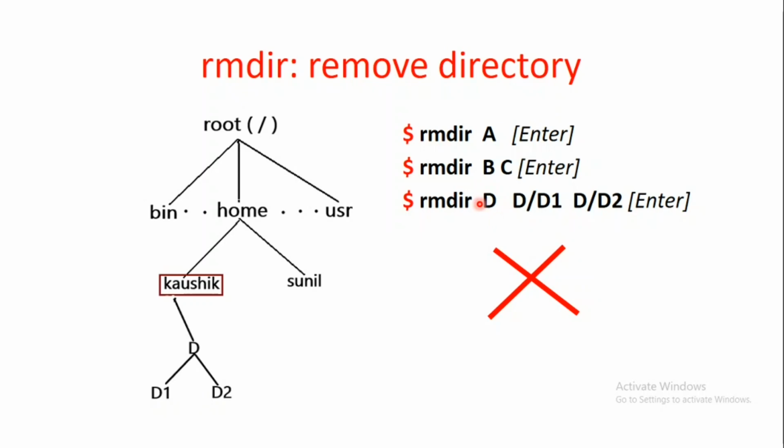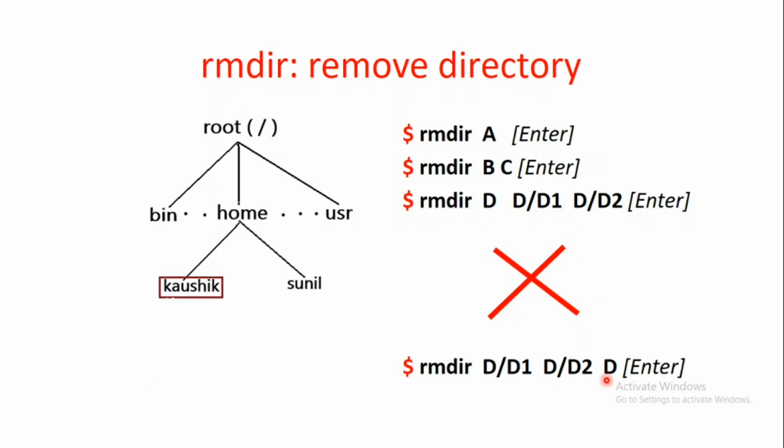So what should be the proper order? I should remove the subdirectories first. D1 and D2 will be removed first, followed by D. This will remove the directory structure. That is a condition we have to remember: the directory should be empty before removing it. So this is about rmdir.